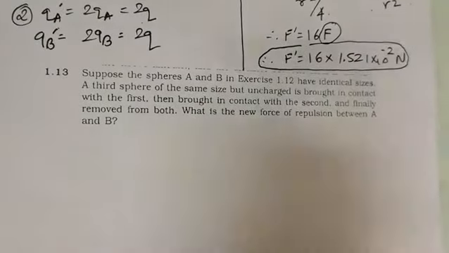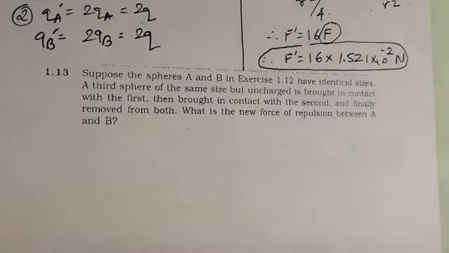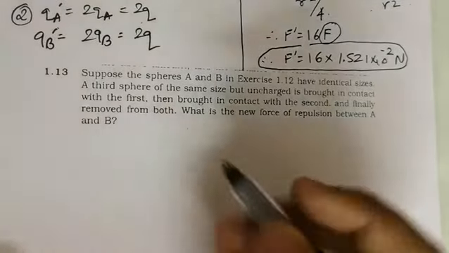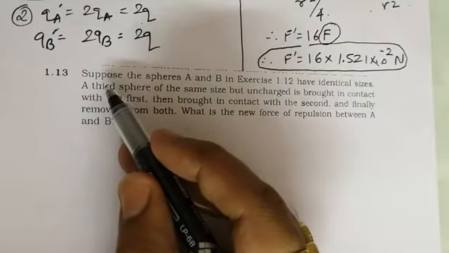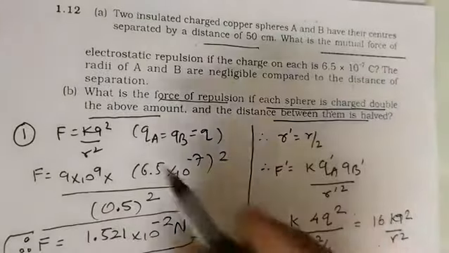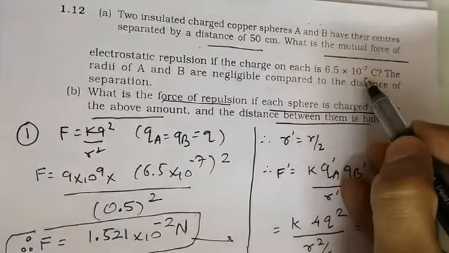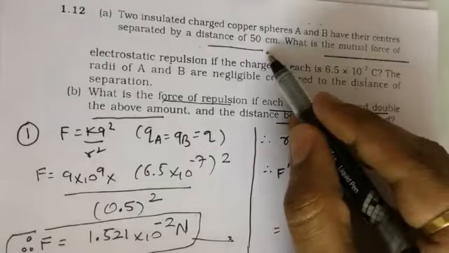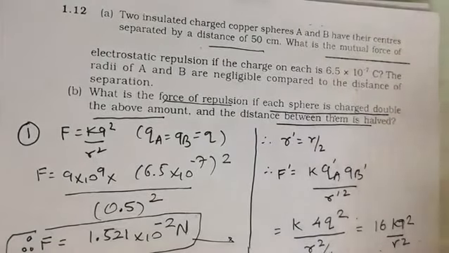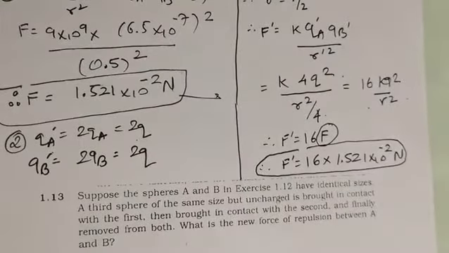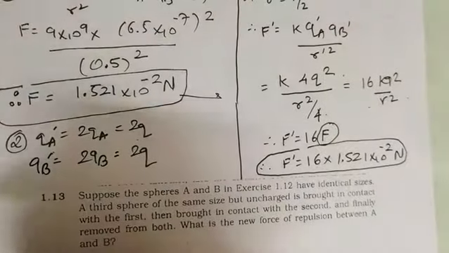You have a charge A and a charge B, both are brought in contact with another one, and you have to find out what amount of charge the next one would have. First of all, we have to take the data of the previous example, which is number 12. So we have the values of charges QA, QB, which is 6.5 cross 10 to the power minus 7. Distance is again the same, and we have to just find, after being brought in contact with each other, what amount of force we will have.